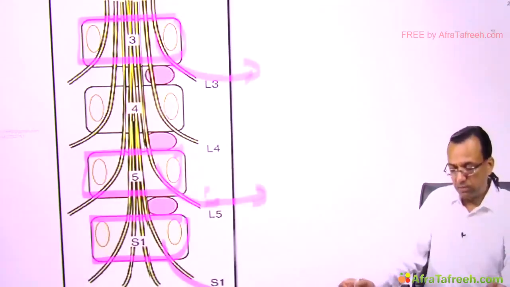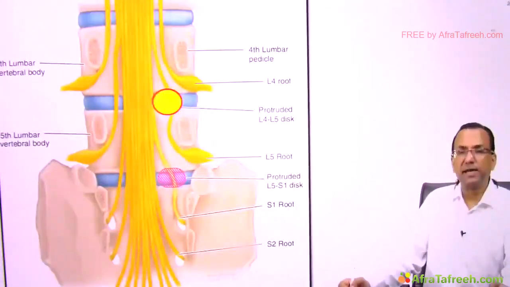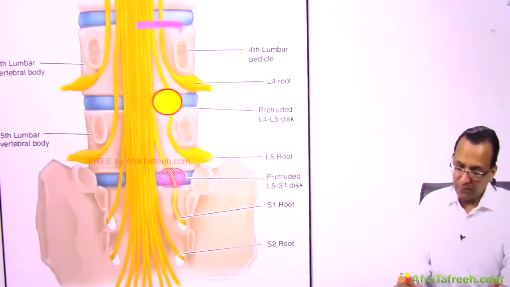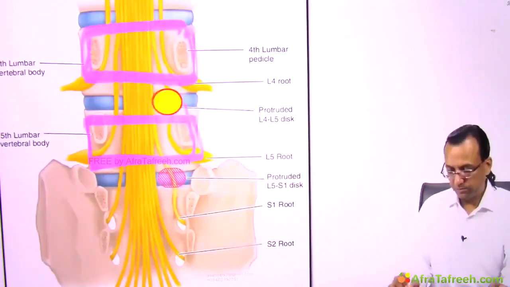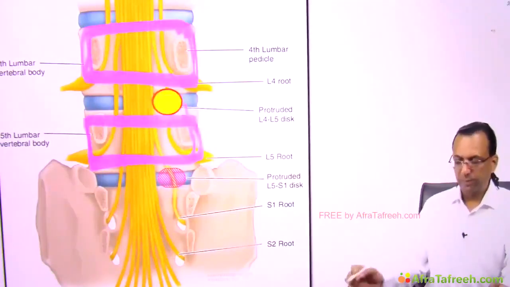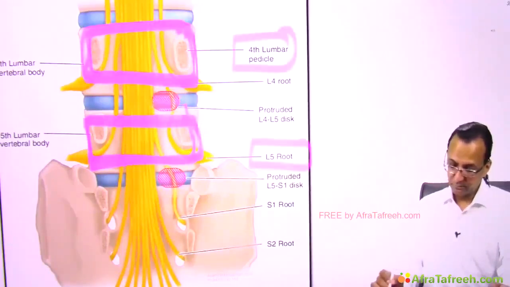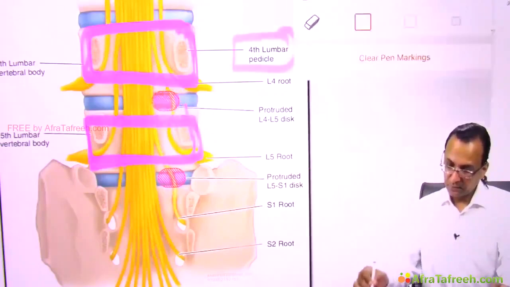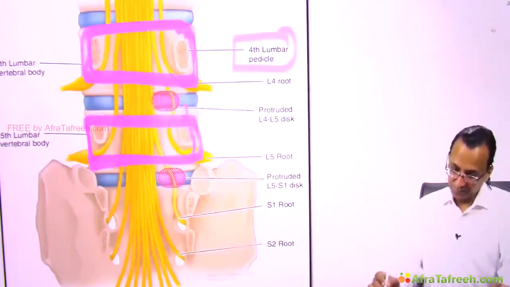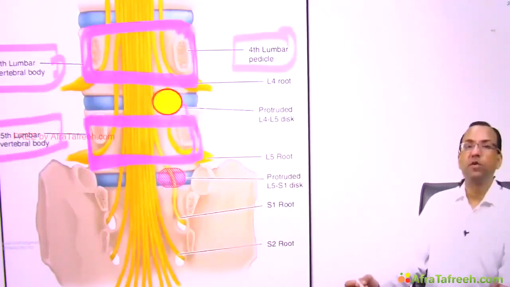So what do you want to discuss here? I have a slip disc at the L4 and L5 vertebra level. Tell me which nerve is involved. You have a slip disc in L4-5 vertebra? Yes. So you are telling me this is the L4 vertebra and the L5 vertebra. Yes. Tell me which nerve is involved.